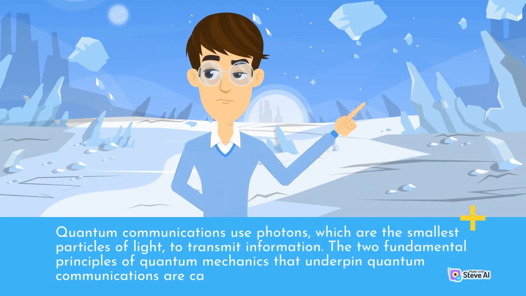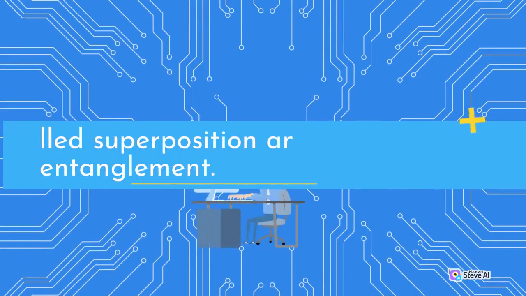Quantum communications use photons, which are the smallest particles of light, to transmit information. The two fundamental principles of quantum mechanics that underpin quantum communications are both superposition and entanglement.